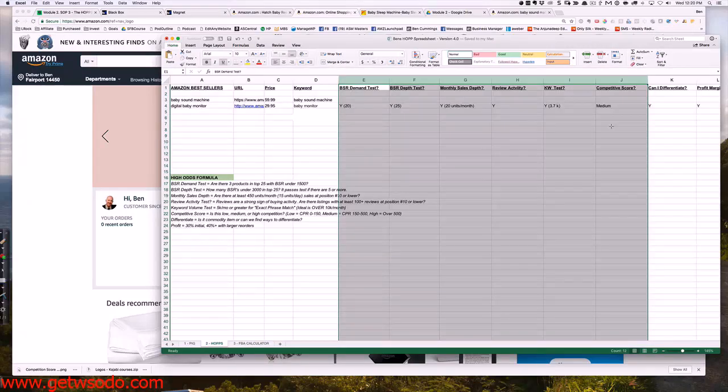So we want to keep ourselves out of trouble. We want to make sure there's adequate demand for at least 3 products, but then depth of demand across many of the products, even lower in the search results. Then we want to do monthly sales depth. It's sort of a confirmation of BSR.